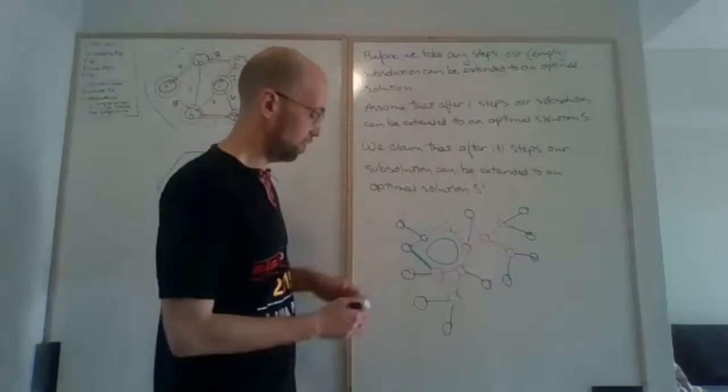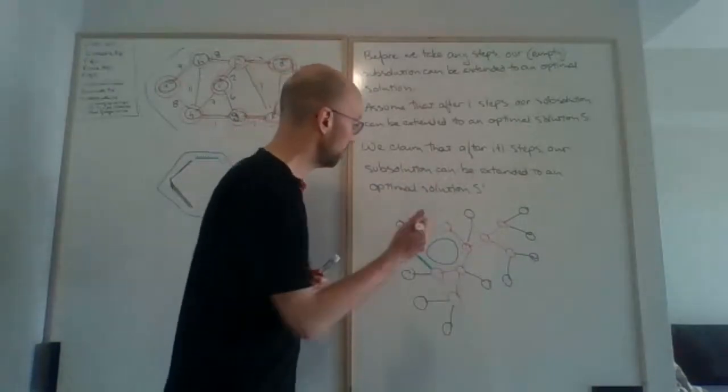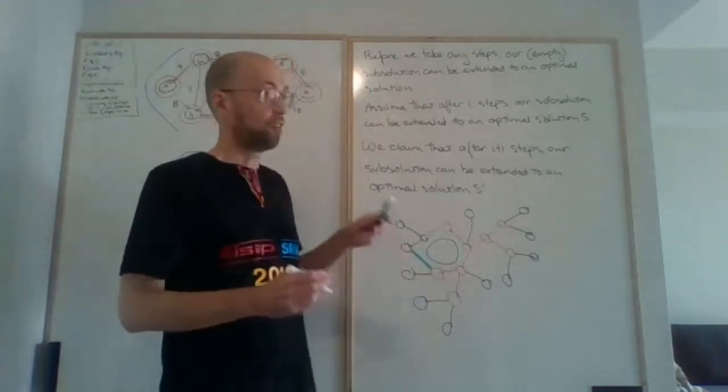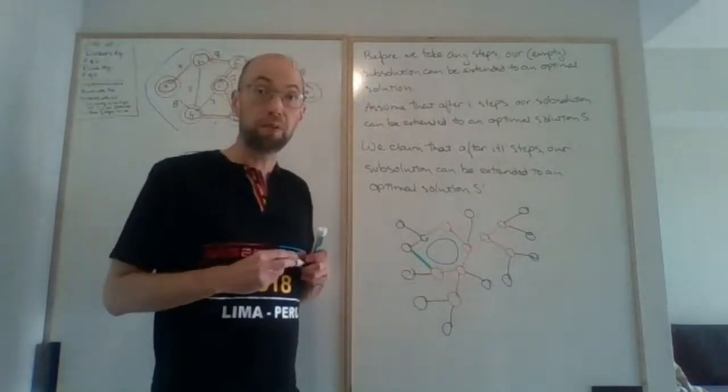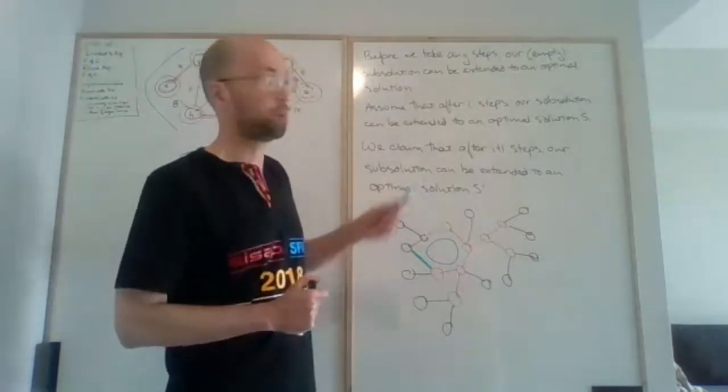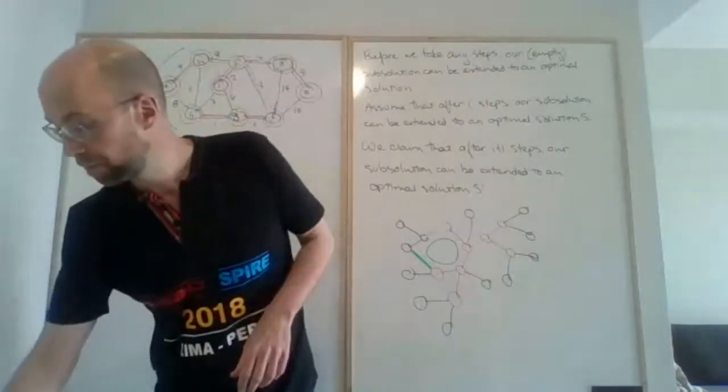And so this is again a tree. The cost doesn't go up. So again, we get a minimum spanning tree, and this is S prime.